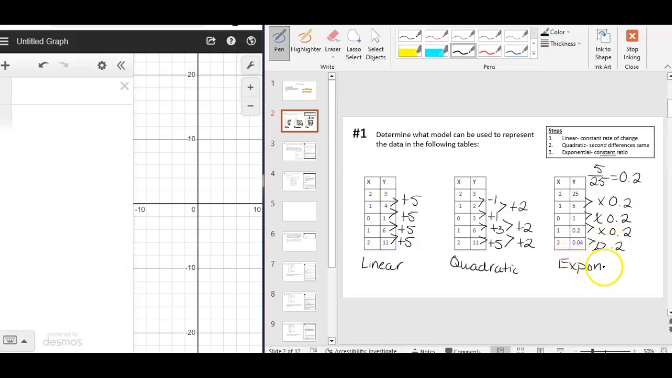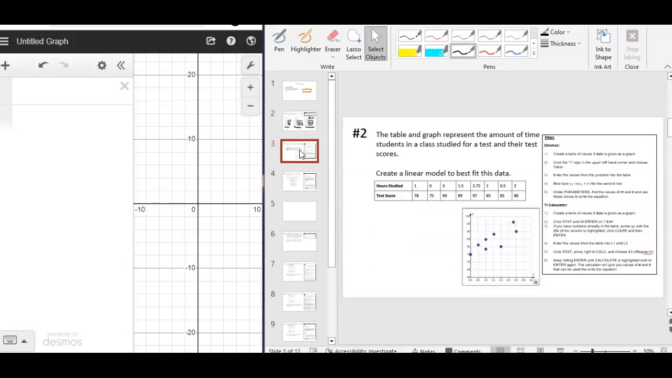So by looking at the table of values, you can tell whether you have a linear, quadratic, or exponential function. You can also graph these tables in Desmos or in your calculator and look at the shape of the curve or the line to figure out what kind of function you have.